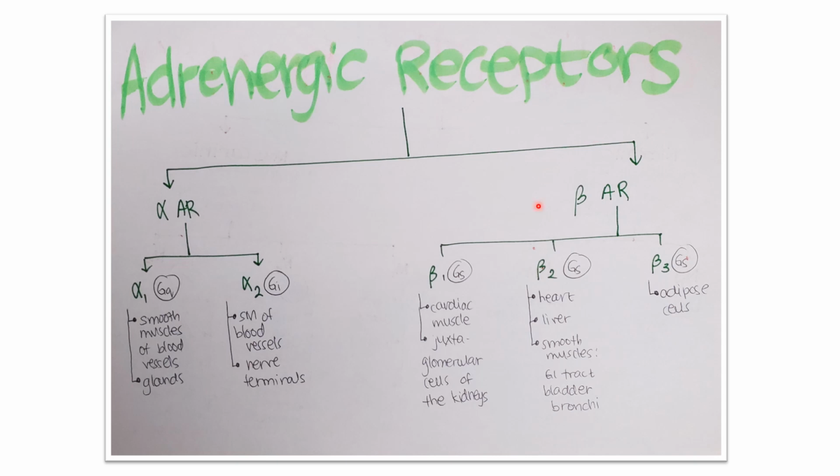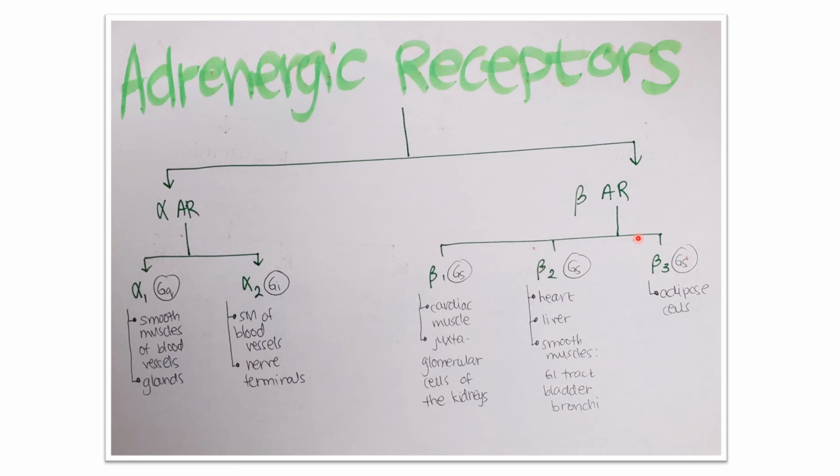Moving on to the beta adrenergic receptor, there are three main subtypes: beta 1, 2, and 3. Beta 1 is coupled with GS. Beta 1 receptors are mainly found in the cardiac muscles and the juxtaglomerular cells of the kidneys. Beta 2 is again found in the heart, as well as the liver and some smooth muscles like the GI tract, the bladder, and the bronchi, more specifically.